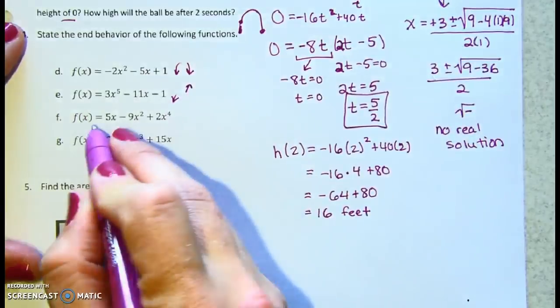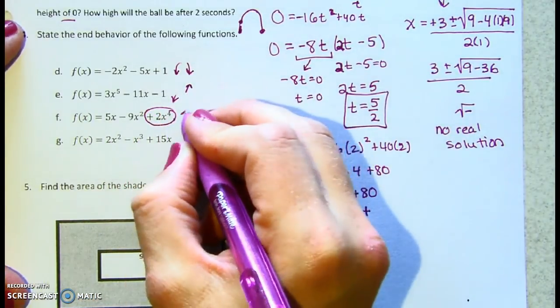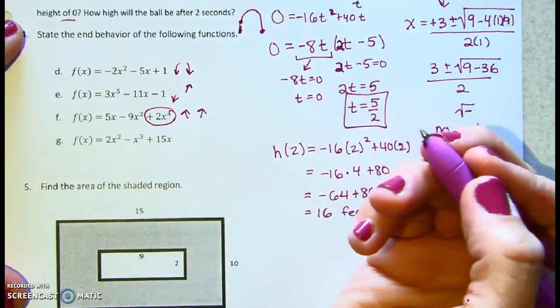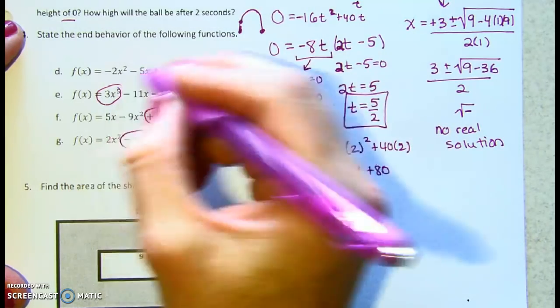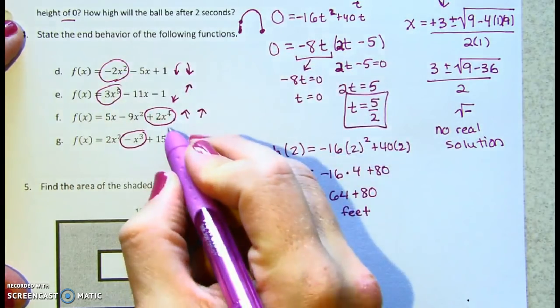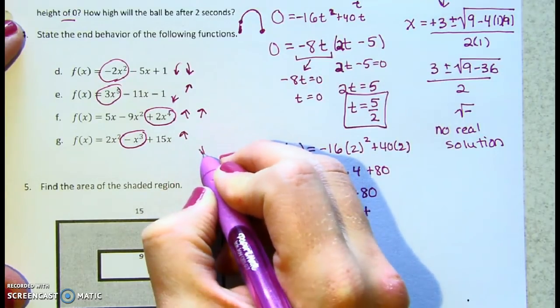Oh, look, this one's not in the right order. Tricky. They're trying to trick us. Positive, even, both going up. You have to find the highest power. Trying to trick us, silly. Negative, odd would start up and then go down.